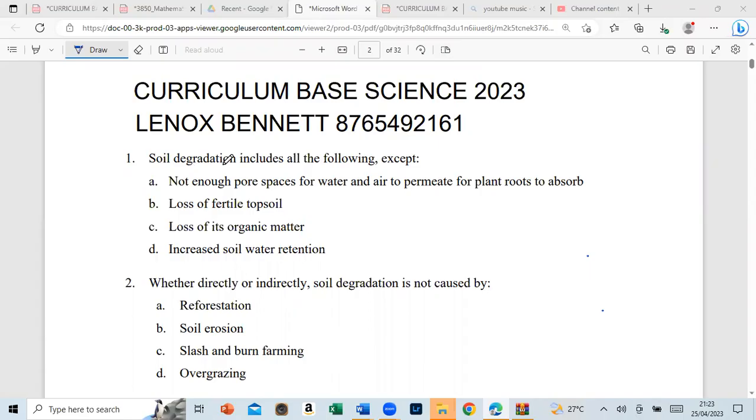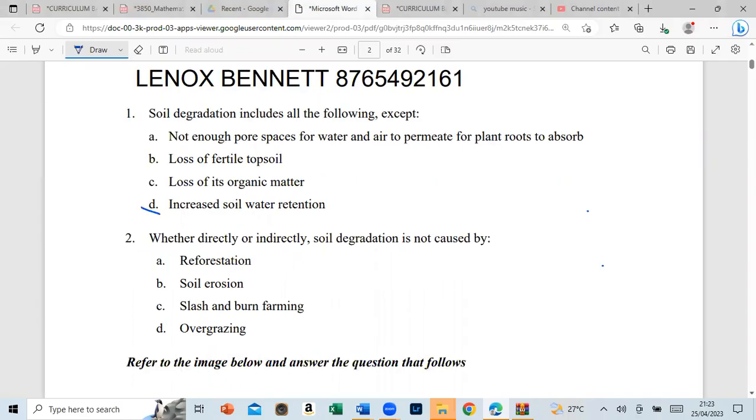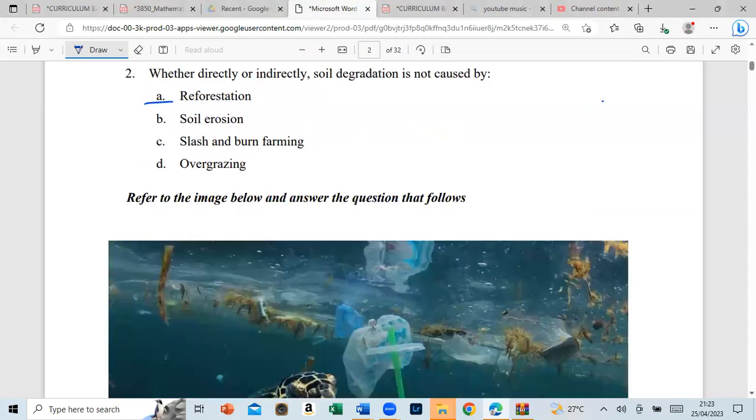Soil degradation includes all the following except, I'm just going to go straight to the answer, guys. Increase in the soil retention. So that would be D. Whether directly or indirectly, soil degradation is caused by A, reforestation. Because the time is so limited, guys, I'm trying to complete this in 20 minutes.